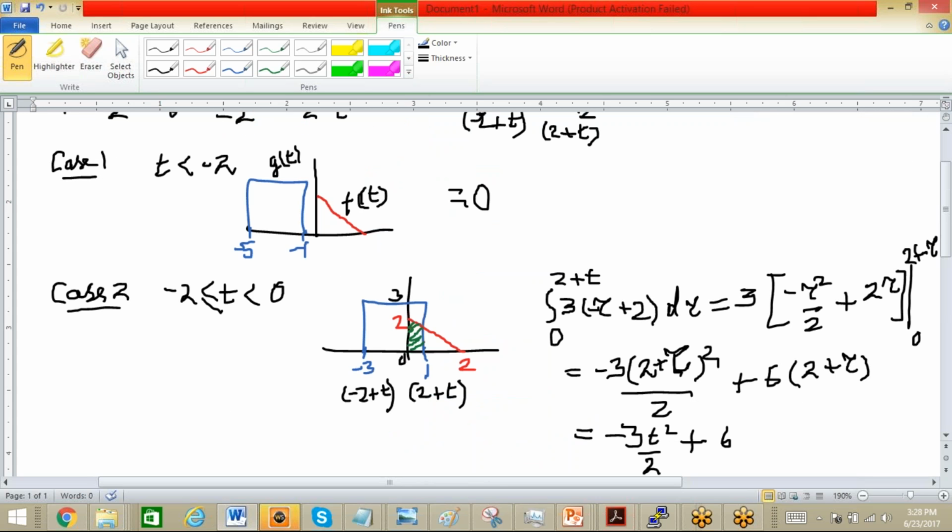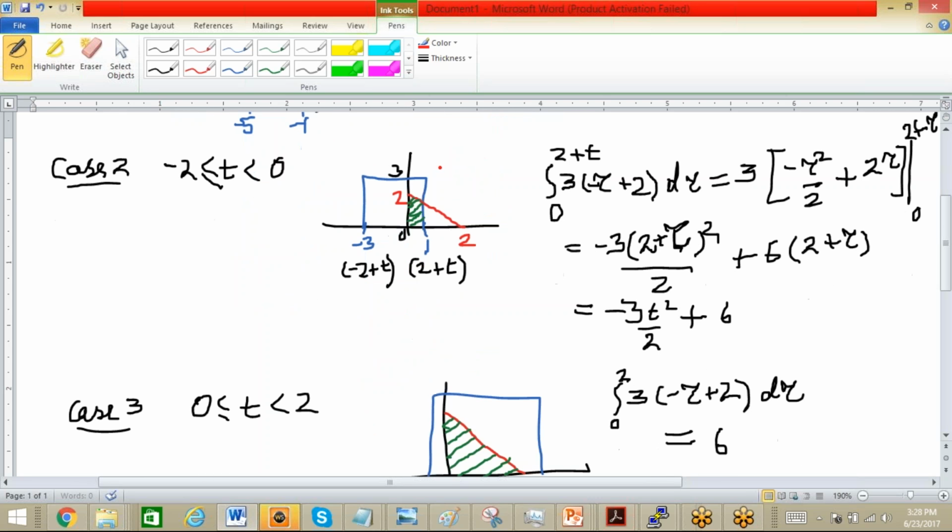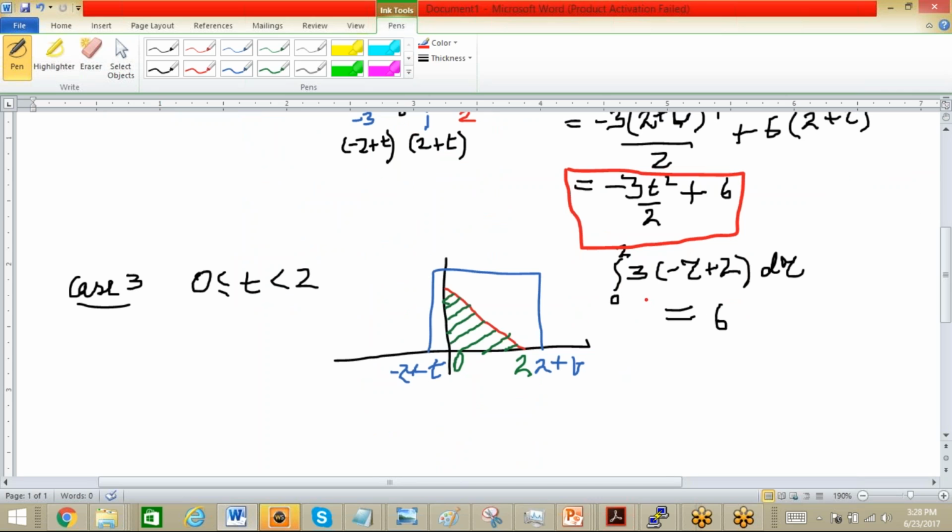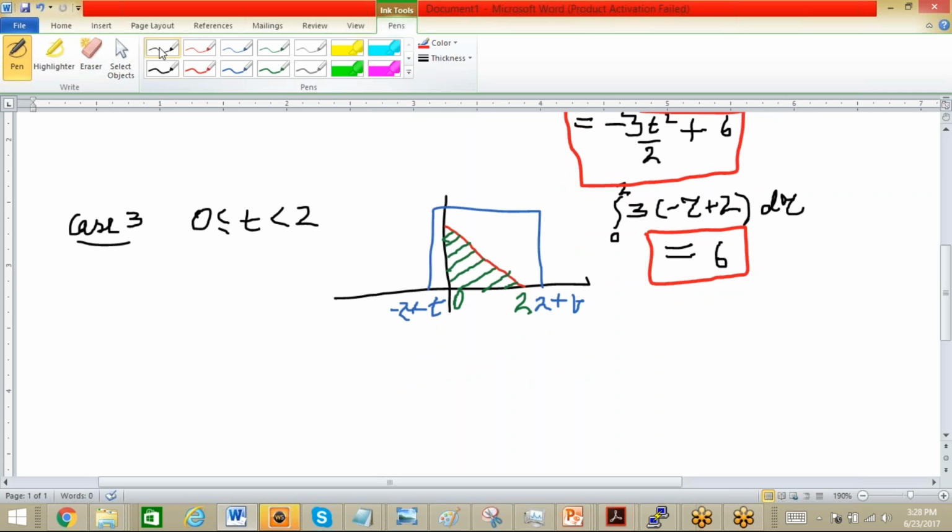Let me do one thing. Let me highlight this area so that at last we can put up finally. So for case number 1, the final result is this. Okay. For case number 2, the final result is this one. Okay. For case number 3, the final result is this one. Okay. And then we have case number 4.